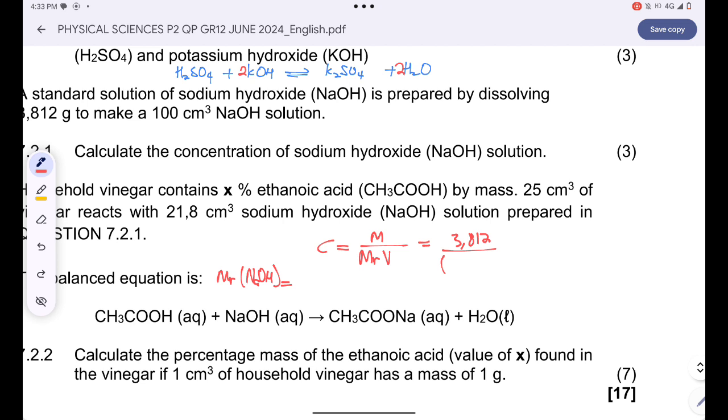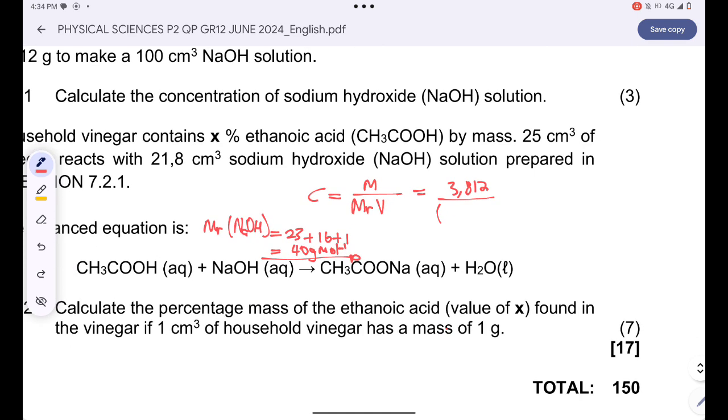For sodium, I have a relative atomic mass number of 23, excuse me, sodium is 23. Oxygen is 16, hydrogen is 1. So I have 23 plus 16 plus 1, which will just give me 40. This is just 40 grams per mole. So I now know that my molar mass for sodium hydroxide is 40 grams per mole.